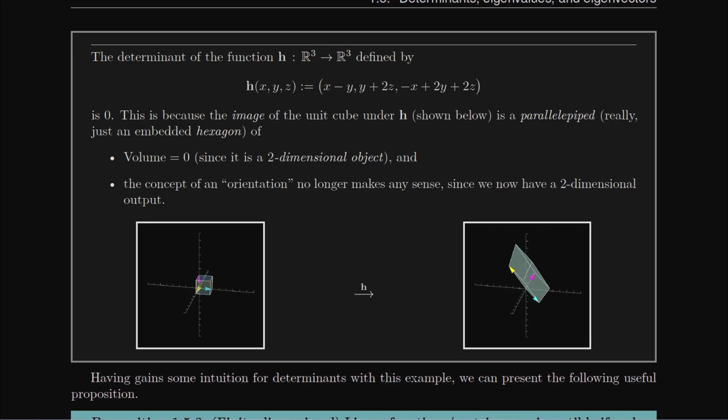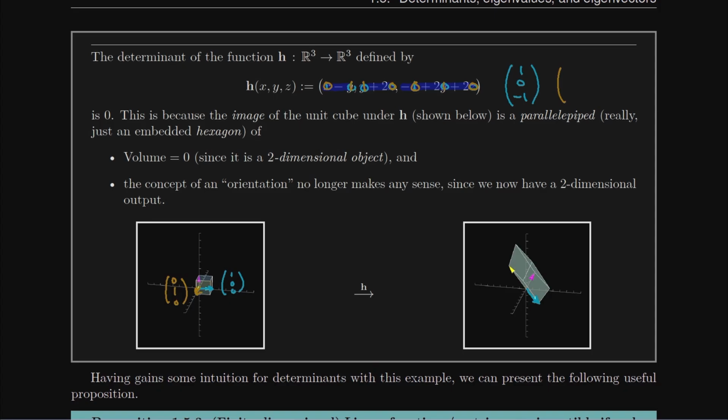Finally, we have one more case of the determinant. Here my function is x minus y, y plus 2z, negative x plus 2y plus 2z. And if I look at the output in the x, y, and z directions, my x vector, 1, 0, 0, will go to 1, 0, negative 1 as the x output. There, I've drawn it in, 1, 0, negative 1. And the y output, the y direction, is 0, 1, 0. So I have 0, 1, 1.